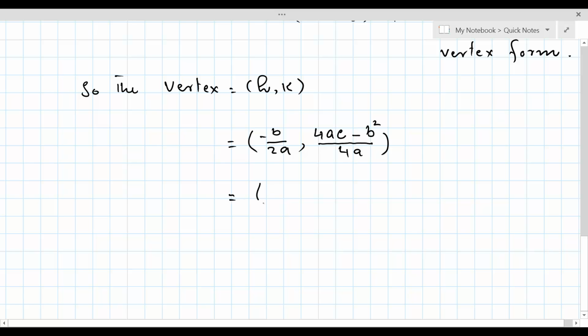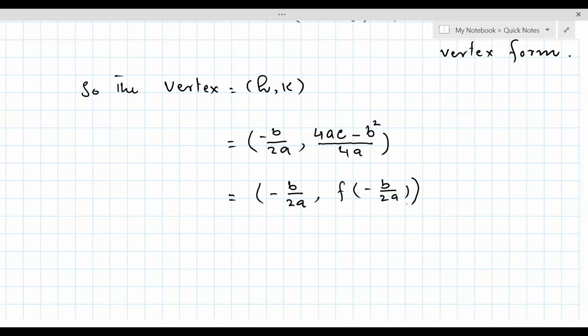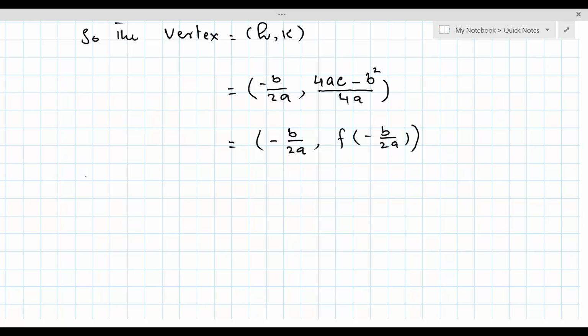You can write it as minus b over 2a, and f of minus b over 2a. So whichever way, you can either directly find the vertex (h, k) by putting x equal to minus b over 2a and y equal to 4ac minus b square over 4a, or you can just find x and then substitute the value of x into the equation to find the image of x. For example, let's do this example.